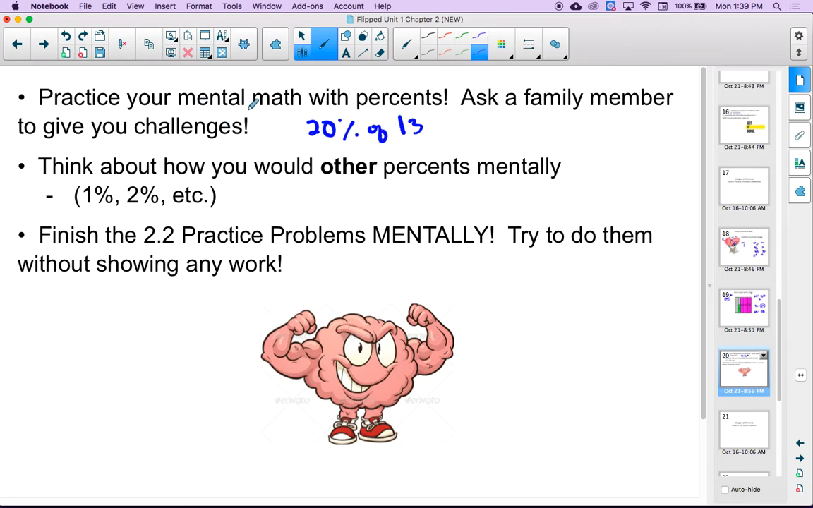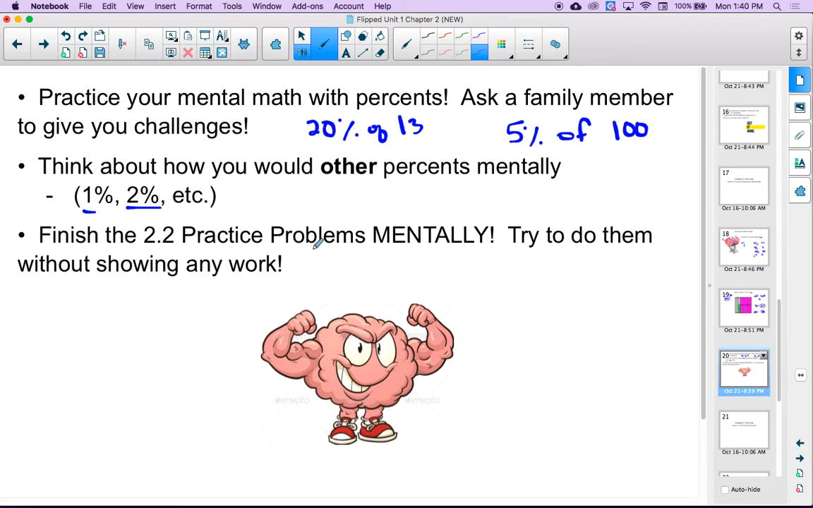All right. Once you get good with your 10% and your 20%, have them ask you some with 5% involved. Remember, 5% is just half of 10%. So maybe like 5% of 100. Find your 10%, divide it in half. Once you're good with 5% and 10%, think about, hey, how can I do 1%? How could I do 2%, 3%? Try and figure those out. We can talk about them in class tomorrow.